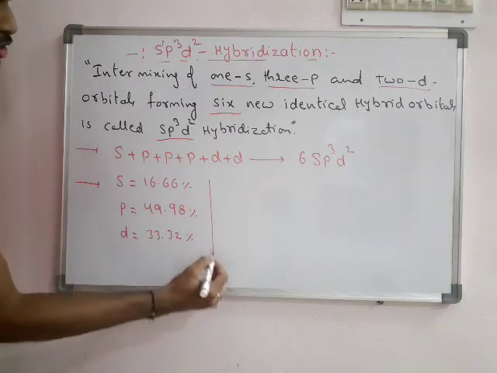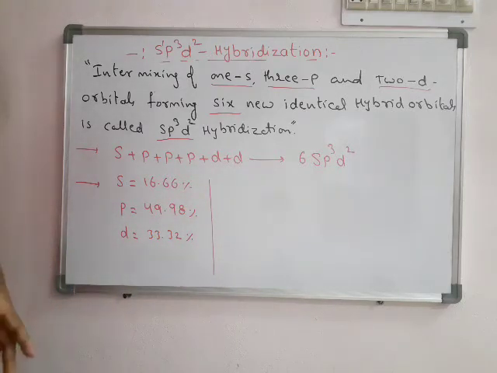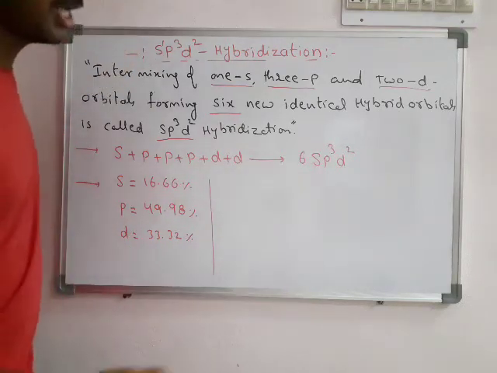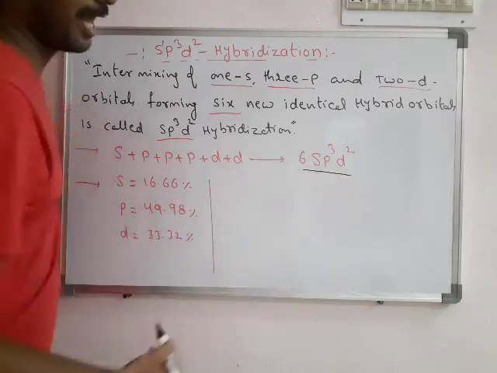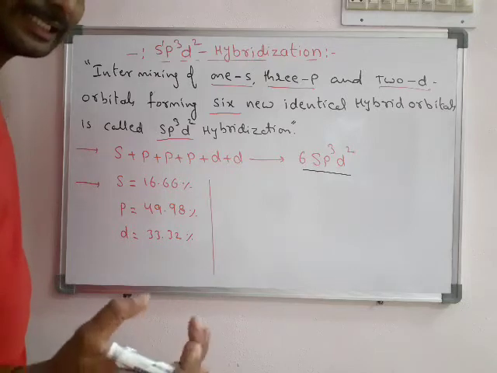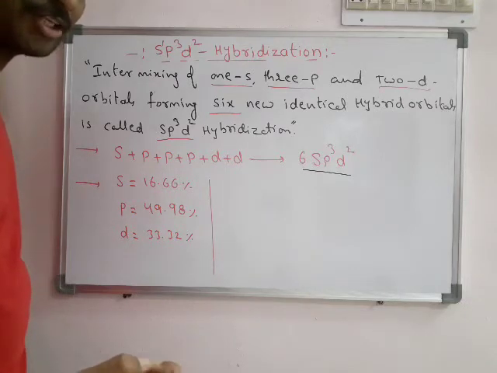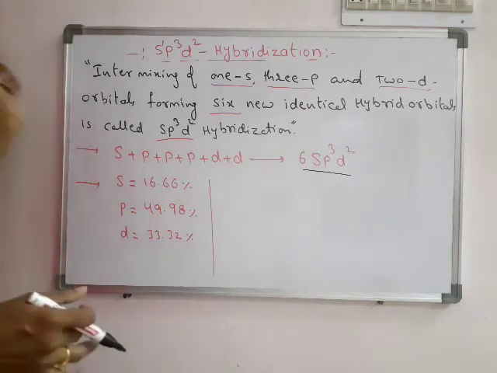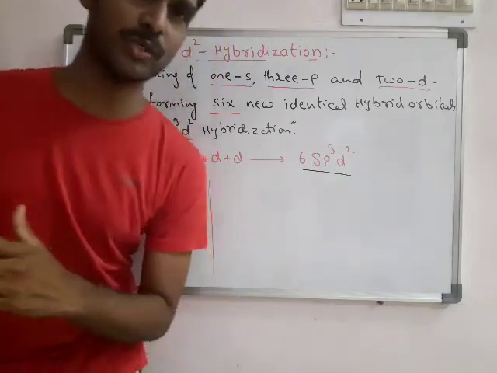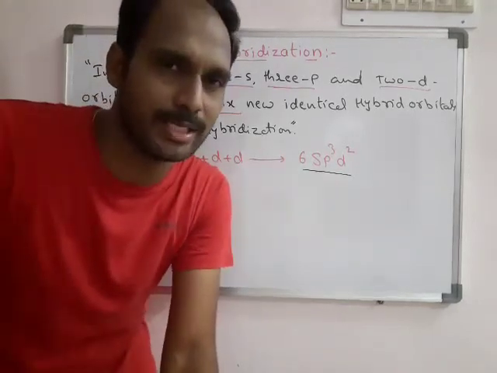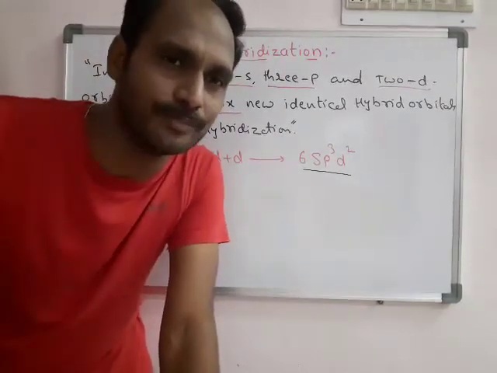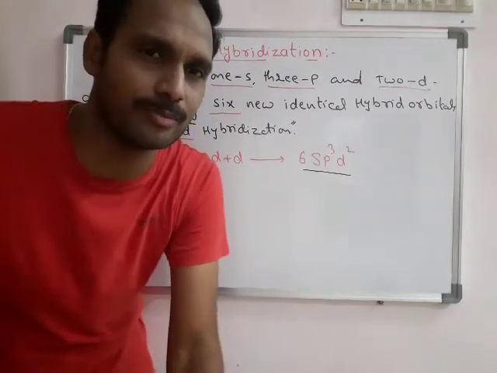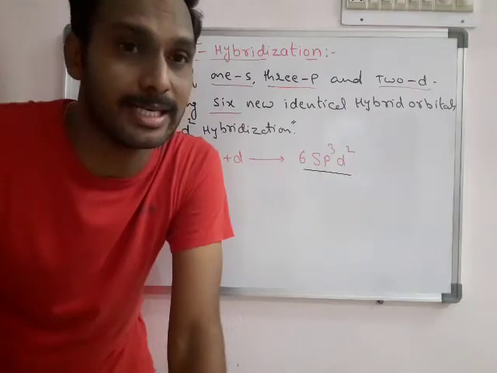Next, what will be the shape? What is the shape of the arrangement of the 6 sp3d2 hybrid orbitals? Already we know the formed hybrid orbitals always take a position in a shape where they get more distance and less repulsion. In any hybridization we observe that all the formed hybrid orbitals are arranged in such a shape in which they get more distance and less repulsion.